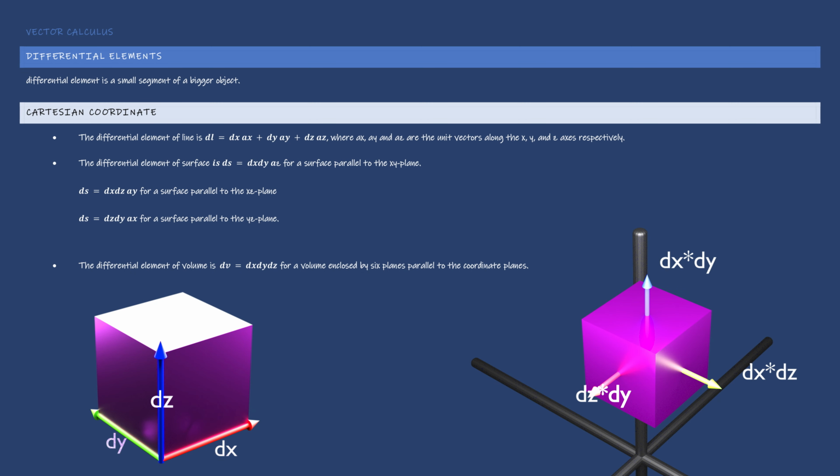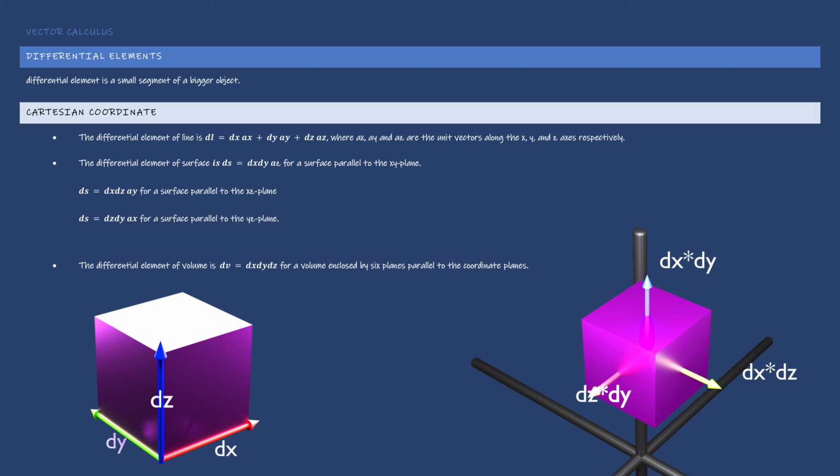In this video, I'm going to explain what differential elements and integrals are and how to use them in different coordinate systems. Differential elements are small segments of a bigger object, such as a line, a surface, or a volume. They are useful for calculating things like length, area, volume, work, flux, etc. by adding infinitely many small pieces.